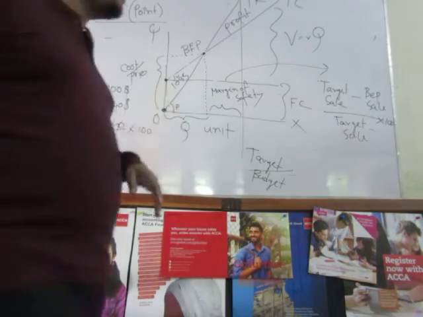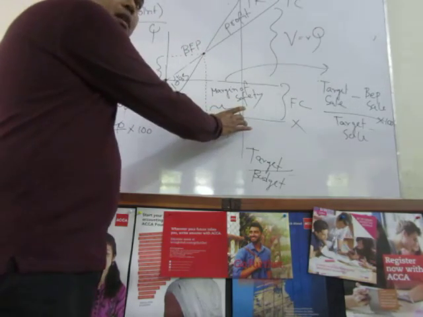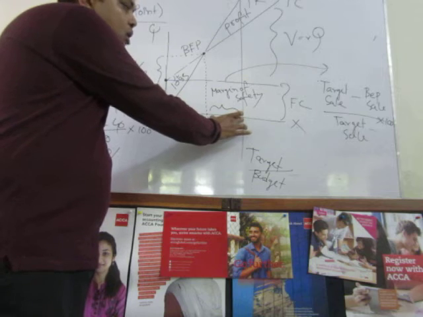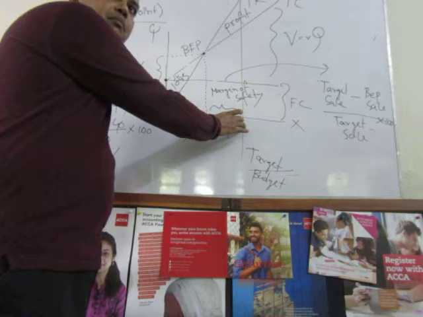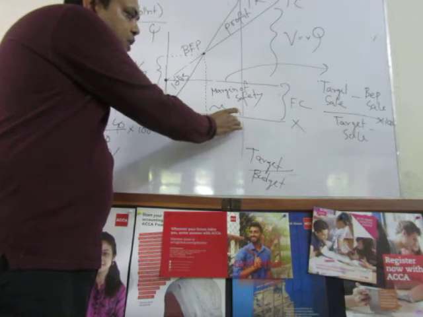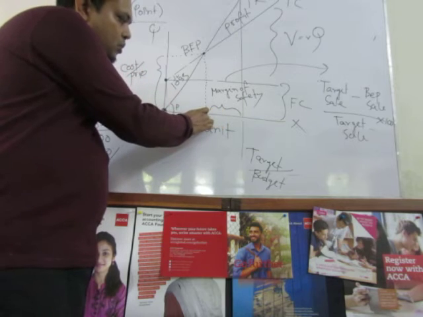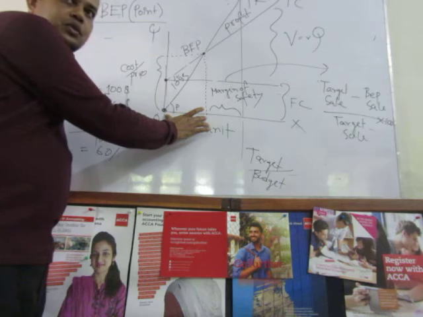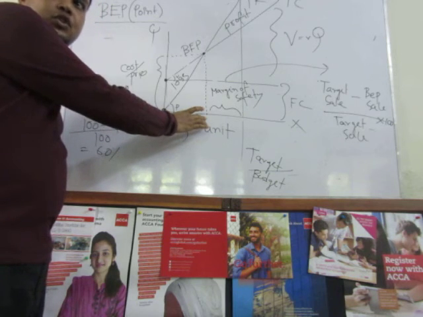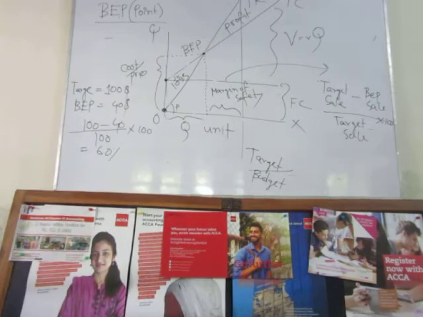So if we discuss margin of safety elaborately, what do we mean by margin of safety? That is that portion of sale within which there is no question about being worried, because if you remain within this portion, that means you are generating profit. But if you enter within this portion, that means you are generating loss, not profit. Clear? Okay, so this is all about margin of safety.